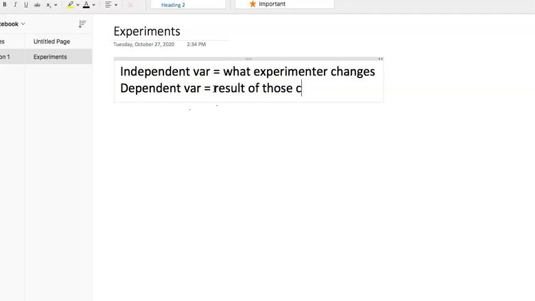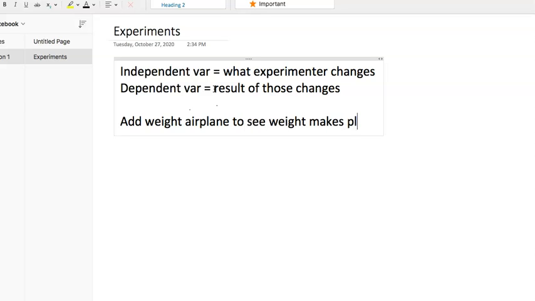That in and of itself will not be the question. Any questions you get about independent and dependent variable will be some sort of example, and they'll say name the independent variable or name the dependent variable or both. So here's a quick one: add weight to airplane to see if weight makes plane go faster. IV is independent variable. I'll give you a second to think about it. DV is dependent variable.